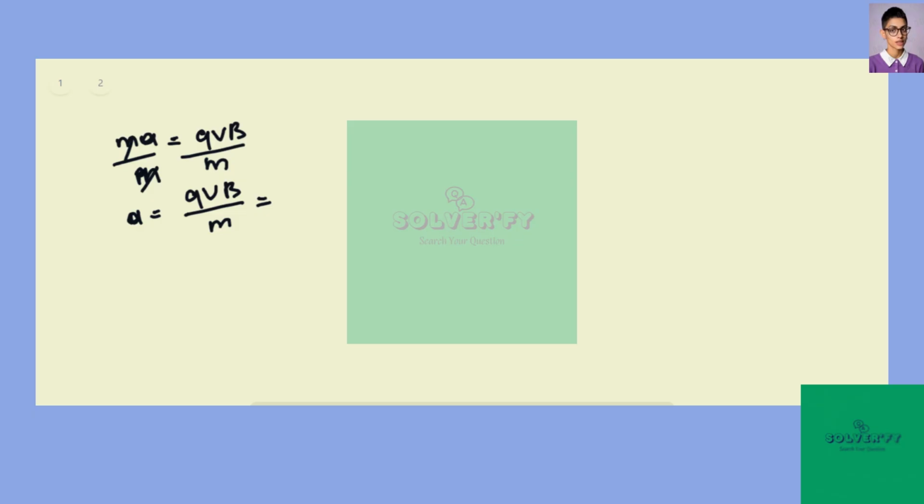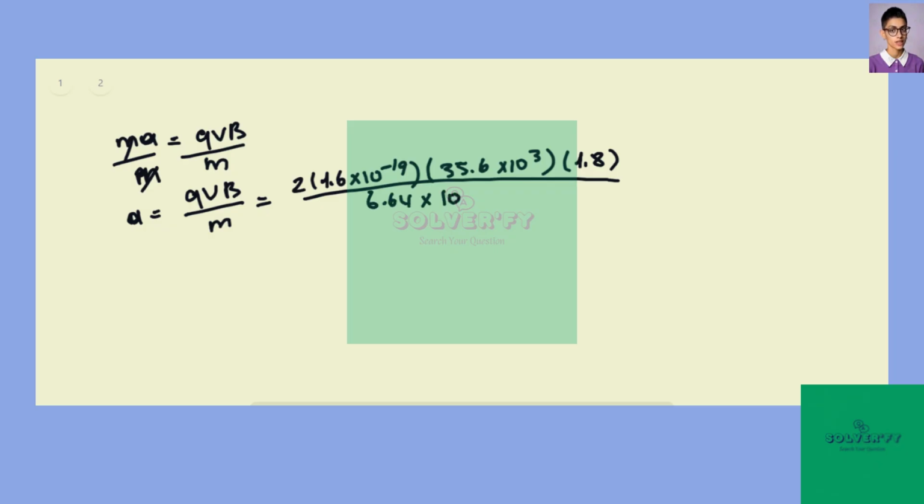Now, when we're plugging in the numbers, remember q was 2 times 1.6 times 10 to the power of negative 19 coulombs. v is given to us as 35.6 times 10 to the power of 3 meters per second. And the magnitude of B was 1.8. We're going to divide this by 6.64 times 10 to the power of negative 27 kilograms. So what we get for acceleration is 3.088 times 10 to the power of 12 meters per second squared. This is the answer to part C.